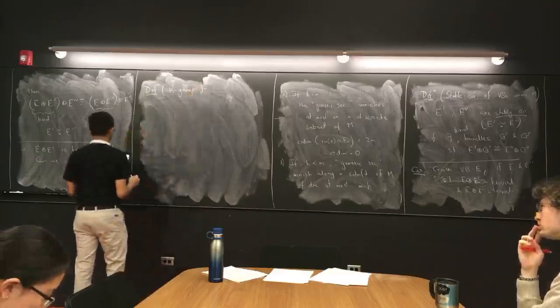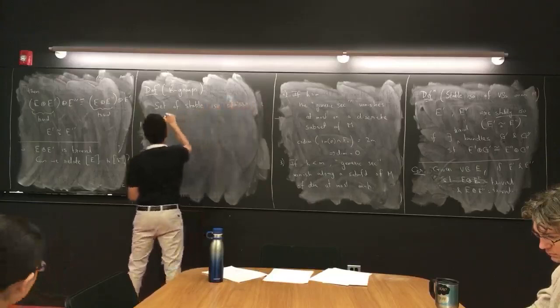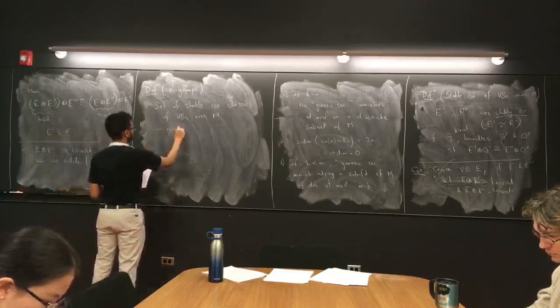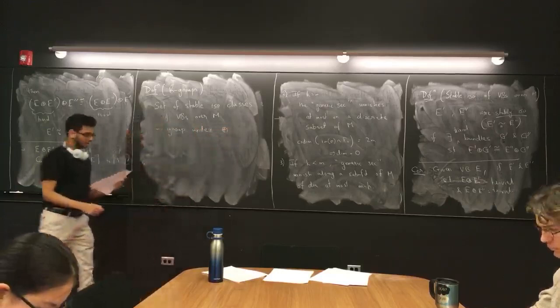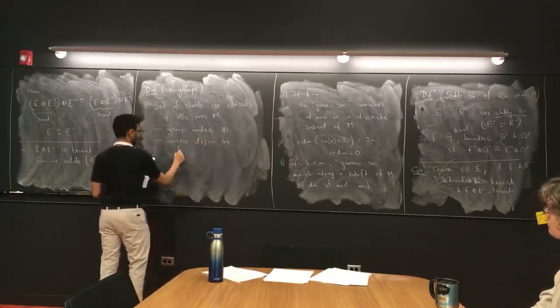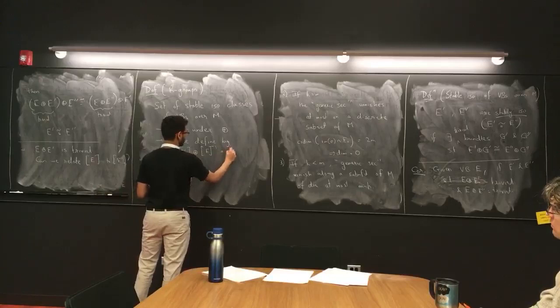So a K group is the set of stable isomorphism classes of vector bundles over some base manifold M. This is a group under the Whitney sum plus. The inverse is defined as follows. Let's say you have a stable isomorphism class of some vector bundle E. The inverse is the stable isomorphism class such that the Whitney sum with this vector bundle gives you a trivial bundle, or the stable isomorphism class of the trivial bundle.